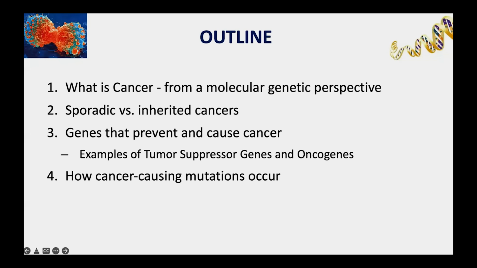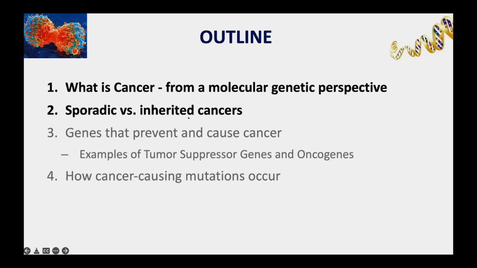And then I'm going to talk to you about different types of genes that prevent and cause cancer. And these are called tumor suppressor genes and oncogenes. And I'll go through a few examples of those. And then we're going to talk about how mutations occur in these genes that lead to cancer. So we'll start off with thinking about what cancer is and the different sporadic versus inherited cancer.